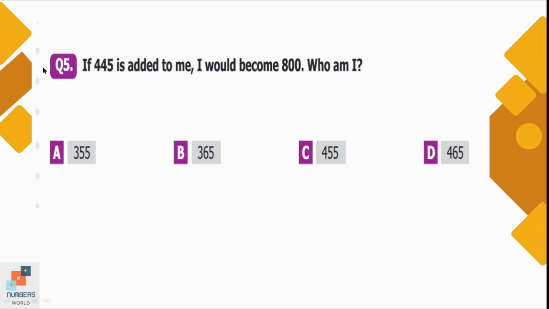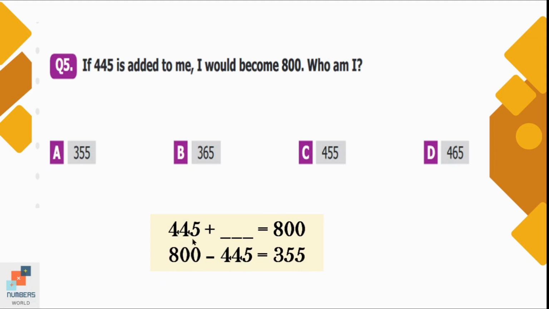Question number 5. If 445 is added to me, I would become 800. Who am I? So the equation can be written as 445 plus what is equal to 800. As the part of the question is missing, we can use the inverse of addition, which is subtraction. So 800 minus 445 is equal to 355. So option A is the correct option. If we add 445 and 355, the answer will be 800.